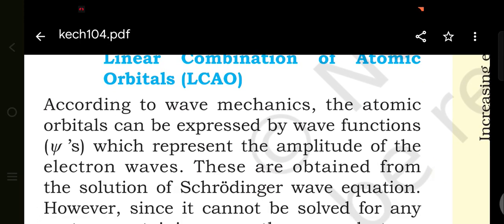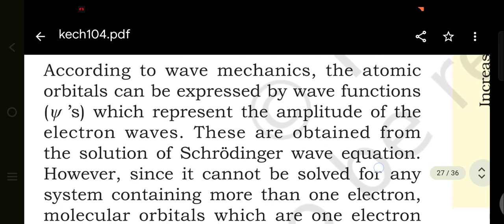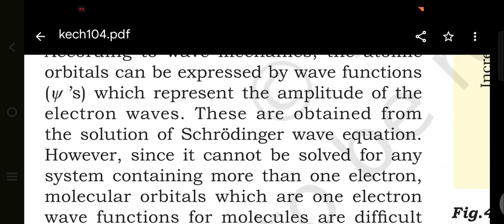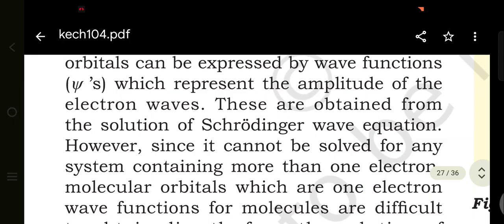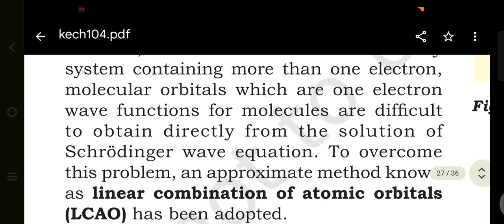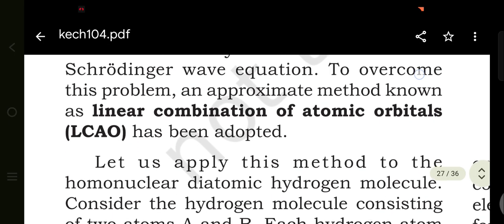According to wave mechanics, the atomic orbitals can be expressed by wave functions psi, which represent the amplitude of the electron waves. These are obtained from the solution of the Schrödinger wave equation. However, since it cannot be solved for any system containing more than one electron, molecular orbitals, which are one-electron wave functions for molecules, are difficult to obtain directly from the solution of the Schrödinger wave equation. To overcome this problem, an approximate method known as the linear combination of atomic orbitals has been adopted.